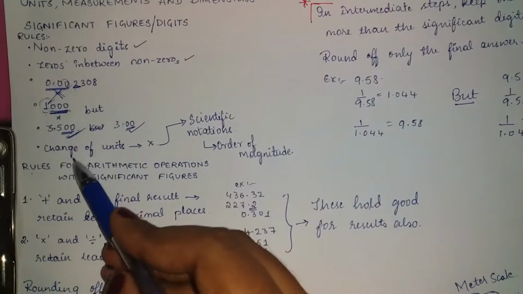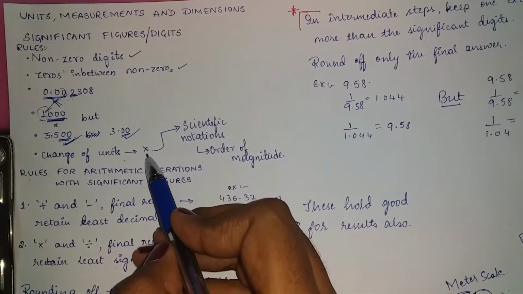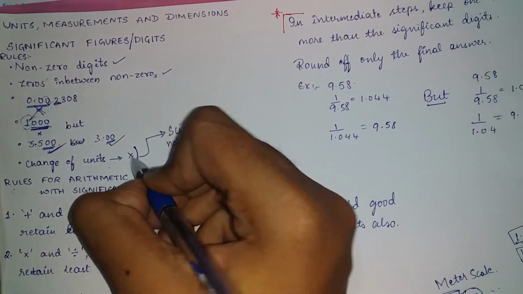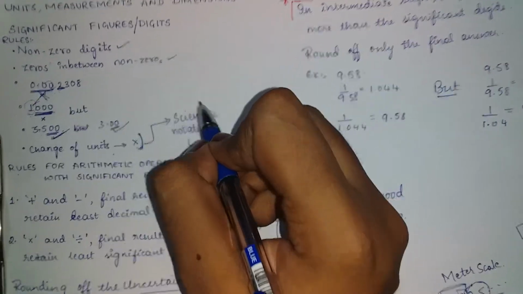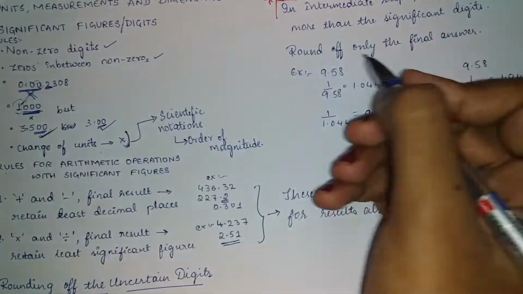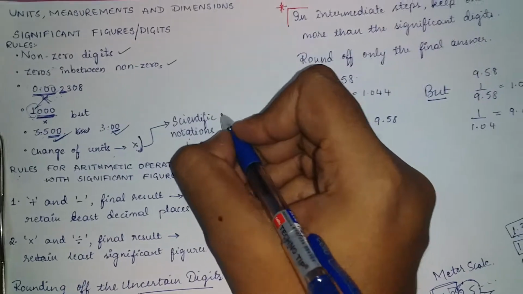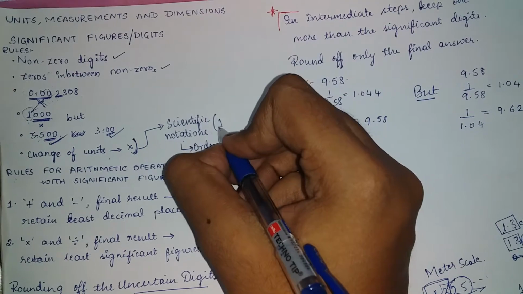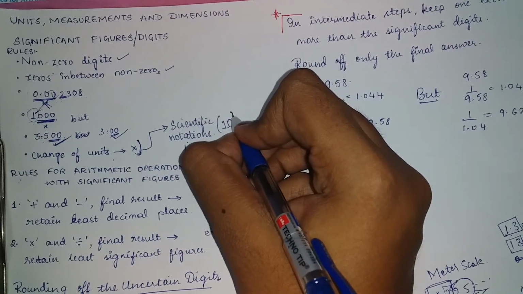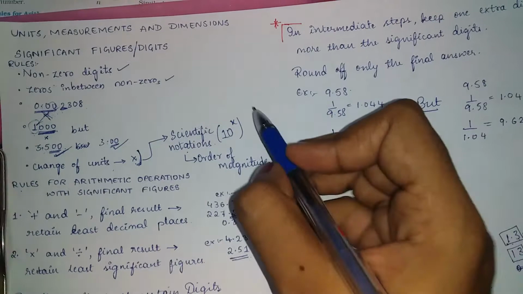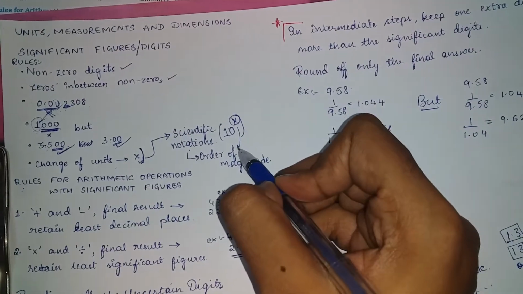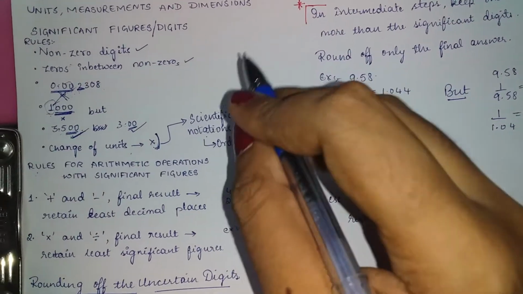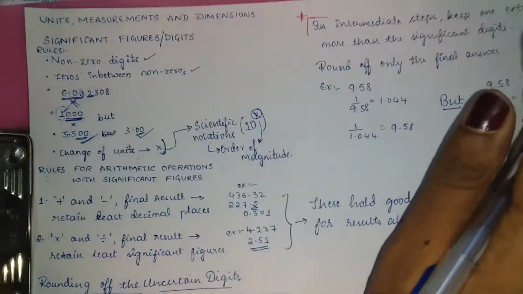So as I said before, change of units will not change the significant numbers. To avoid this confusion, you are going to represent any number that you will get, any result, in terms of scientific notation, that is, in the form of a power of 10, 10 to the power x. This x here is called the order of magnitude, and that order of magnitude is not considered to be significant digits.